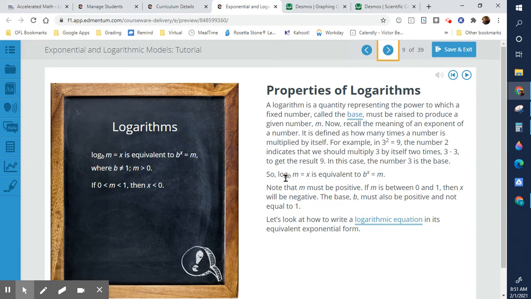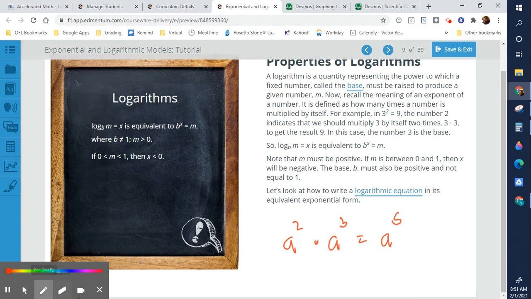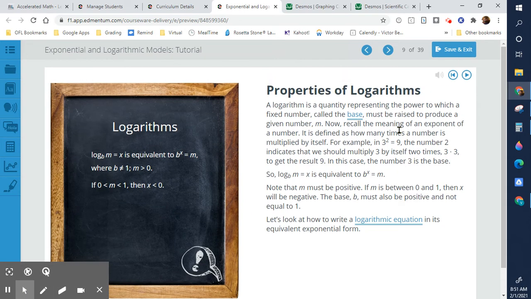So we're going to learn about properties of logarithms. Remember when we did exponents, if we had something like a to the 2 times a to the 3, that equals a to the 5 because we're adding the exponents. Logs also have these properties. So this is something you definitely want to study up on when you're doing this unit. So again, the base is this little b.